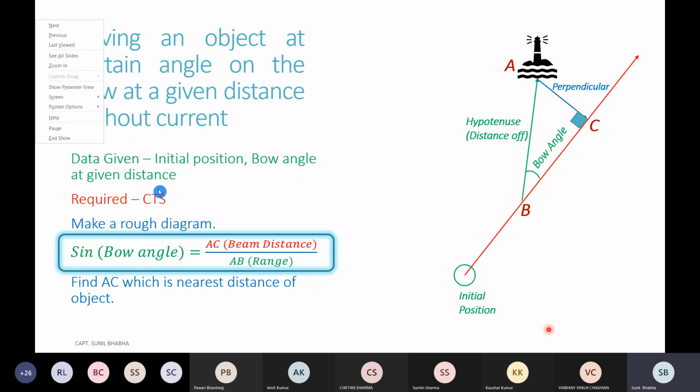Okay. So let's see its plotting now on the chart. This was a rough diagram. Once you know the beam distance or the nearest distance, now we can easily solve this question. It can be plotted on the chart and the CTS can be found. So let's move on to the chart. Now, once the beam distance or nearest distance is known, then we can go on to our chart and start the plotting.